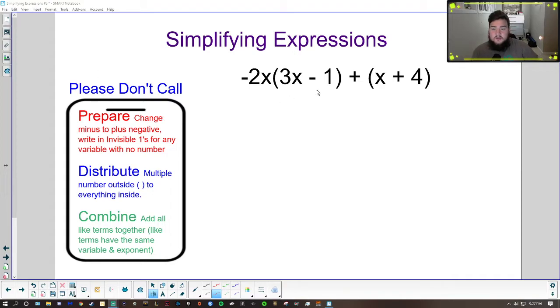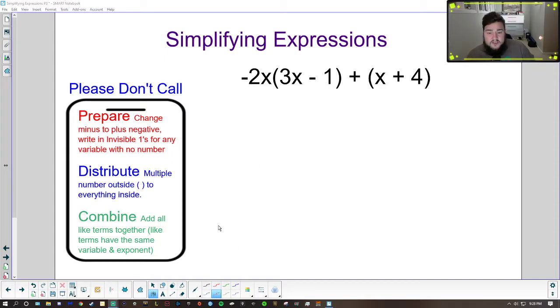Simplifying expressions. Remember, in class we learned the acronym please don't call. The please stands for prepare, where we're going to change any minuses to plus a negative, and any invisible ones in front of variables that are all lonely. Don't is D for distribute, where we're going to multiply numbers that are right outside of parentheses. Everything inside gets multiplied. And call, which is combine, meaning we're going to add all of our like terms. Like terms are any terms that have the exact same variable and exponent.